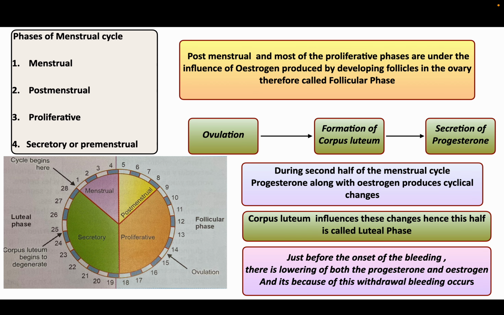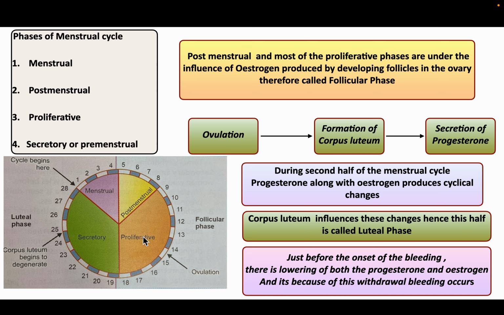Now, what are the phases of menstrual cycle? These are the four phases you can see: menstrual, post-menstrual, proliferative and secretory or premenstrual. Now this post-menstrual and most of the proliferative phases are under the influence of estrogen hormone, which is produced by the developing follicles in the ovary. Therefore this part of the menstrual cycle is known as the follicular phase. Now during the development of the follicle, ovulation happens, formation of the corpus luteum occurs, then secretion of progesterone happens.